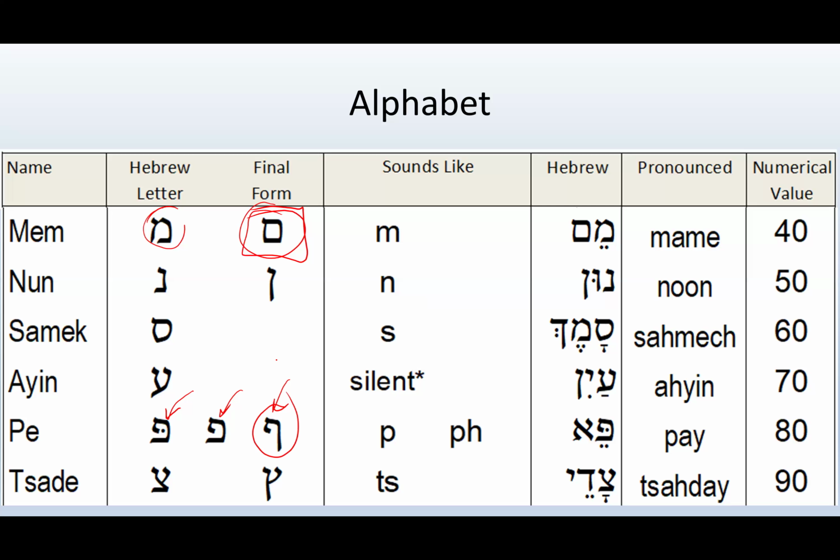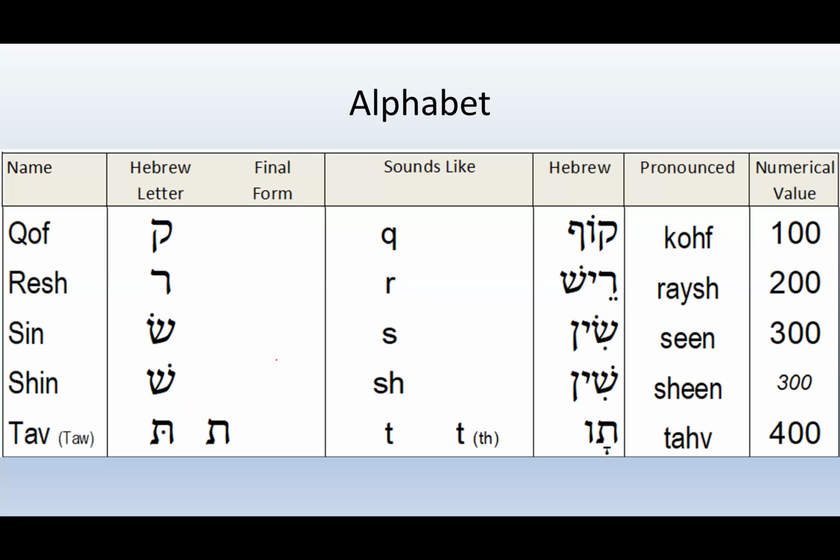Sade, it's a TS sound. It also has a final form. And Kof, and that one never scrapes the back of the throat. That is purely, well, I've got Q, and usually that's how it's brought over to English, but it's definitely a K sound. Resh is the R sound.